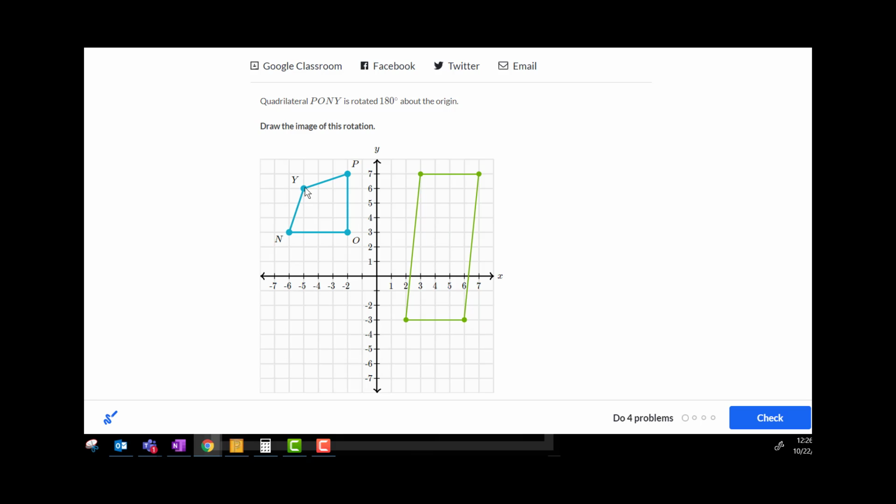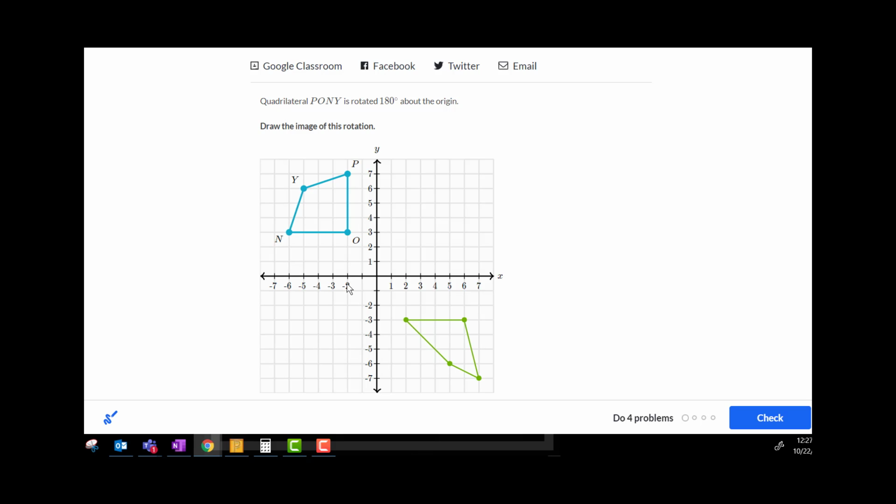Y is at -5, 6. So instead of -5, it's going to be +5. Sometimes the points get a little glitchy. You just kind of have to make them go where you want them to go. And it might help if I move this guy down here somewhere out of the way. I'm going to move him over here. Maybe. Maybe not. Okay, so I'm looking for +5 and then -6 here. And this one right here is Y prime.